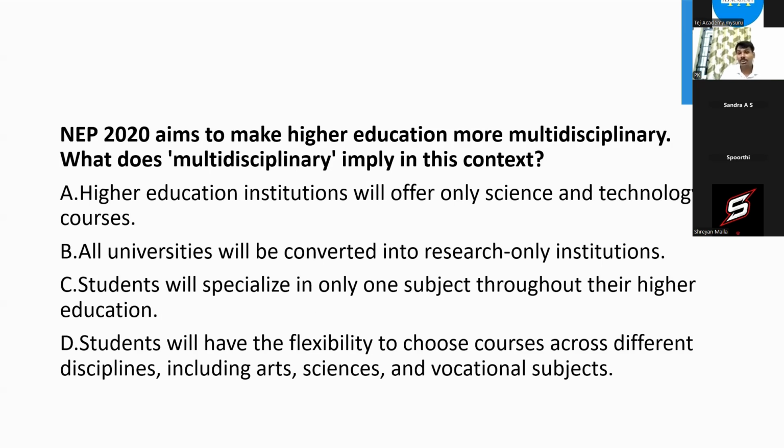Higher education institutions will offer only science and technology courses. All universities will be converted into research-only institutions. Students will specialize in only one subject throughout their higher education. Students will have the flexibility to choose courses across different disciplines, including arts, science, and vocational subjects.